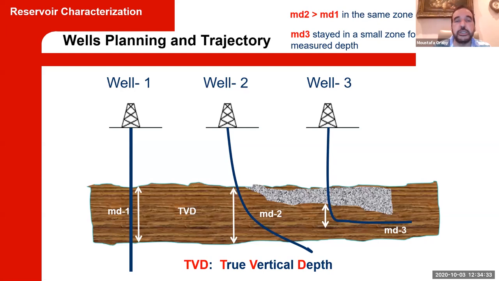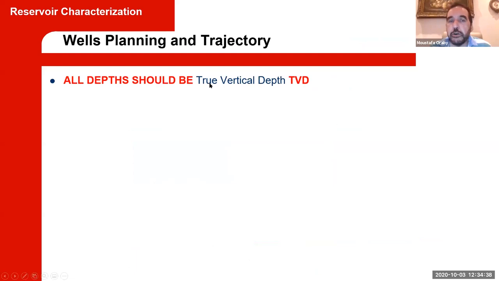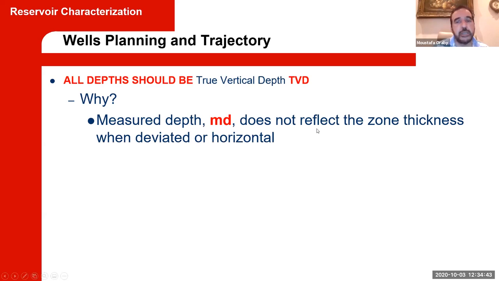Now, all depths should be on true vertical depth, TVD. Why? Measured depth, MD, does not reflect the zone thickness when the well is deviated or horizontal. It actually exceeds it, and that excess may be misinterpreted as my reservoir thickness being too thick. That's not true. You just stay there at an angle, and the angle gives you the extra length in your reservoir, but your reservoir is the same thickness. It doesn't change thickness. So you have to remove this. So everything has to be on TVD.